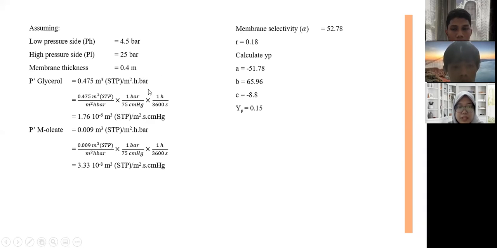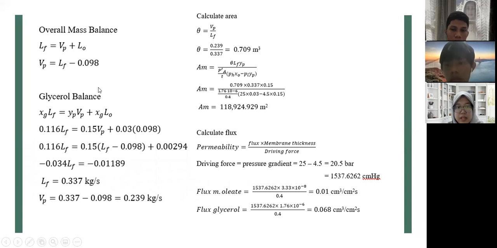And the permeability of each substance is already calculated. So we can calculate the membrane selectivity, the R value, and the YP value using the A, B, and C values. Next, we can calculate the overall mass balance with the known data of output rate. Then we can use the glycerol balance to finish it. So the feed rate is 0.337 kilogram per second, and the VP is 0.239 kilogram per second.